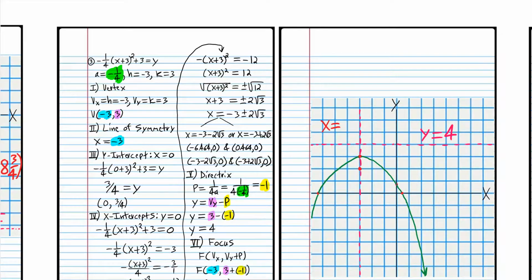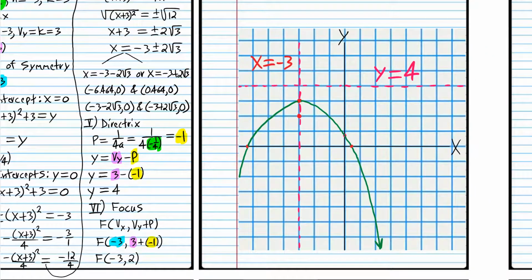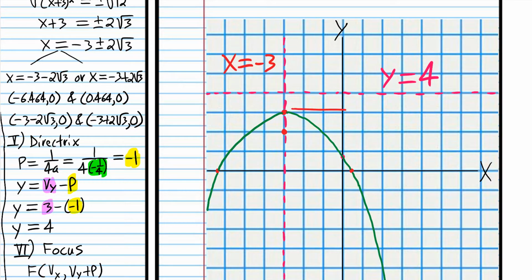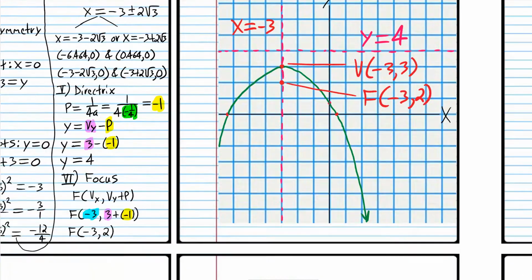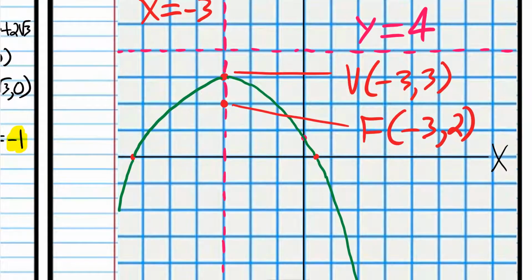Okay, and now we can write the equation of the line of symmetry, which is x equals -3. And we'll plot the vertex, which is -3, 3. And we'll plot the focus, which is -3, 2. And the y-intercept is 0, 3/4.